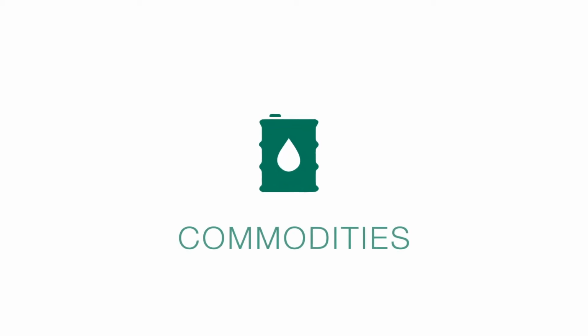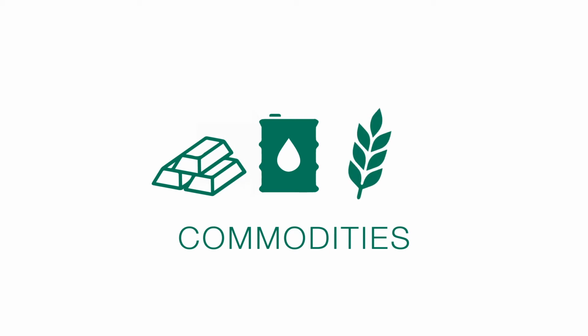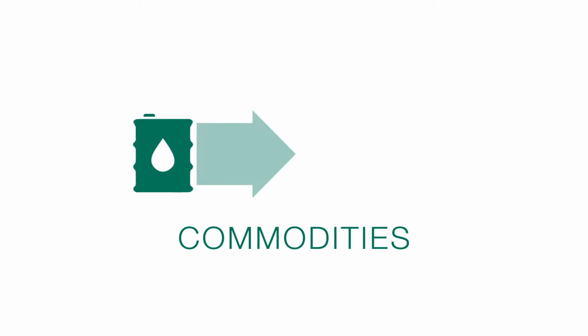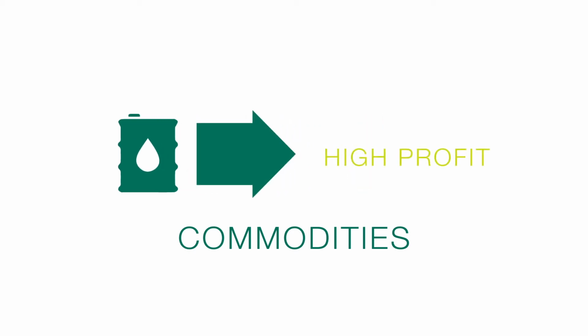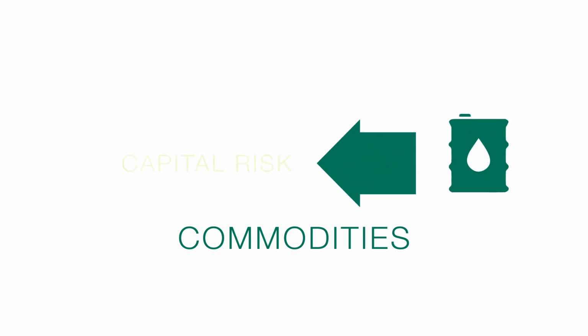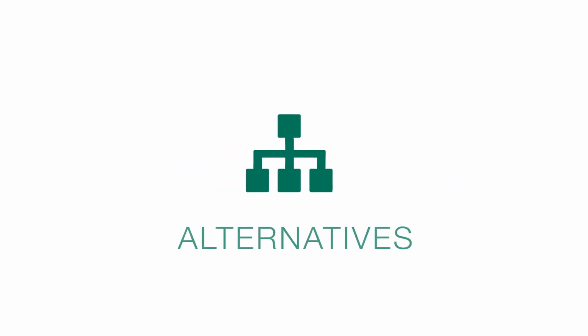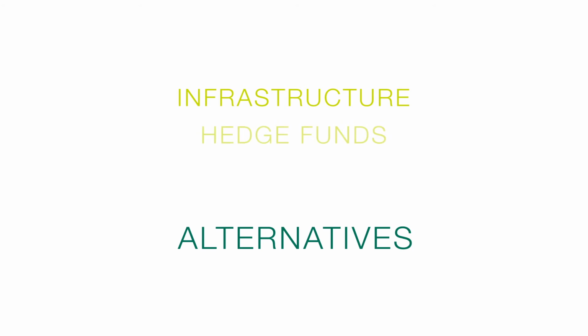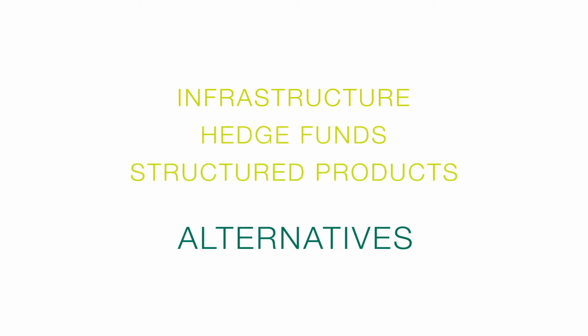Commodities are raw materials, for example gold, oil, or wheat. They can be very volatile because returns fluctuate heavily based on supply and demand. From a positive point of view, commodities can offer high levels of profit. Conversely, losses can be made just as quickly. Alternatives are investment structures that derive returns differently to what we have already presented, for example infrastructure, hedge funds, and structured products.